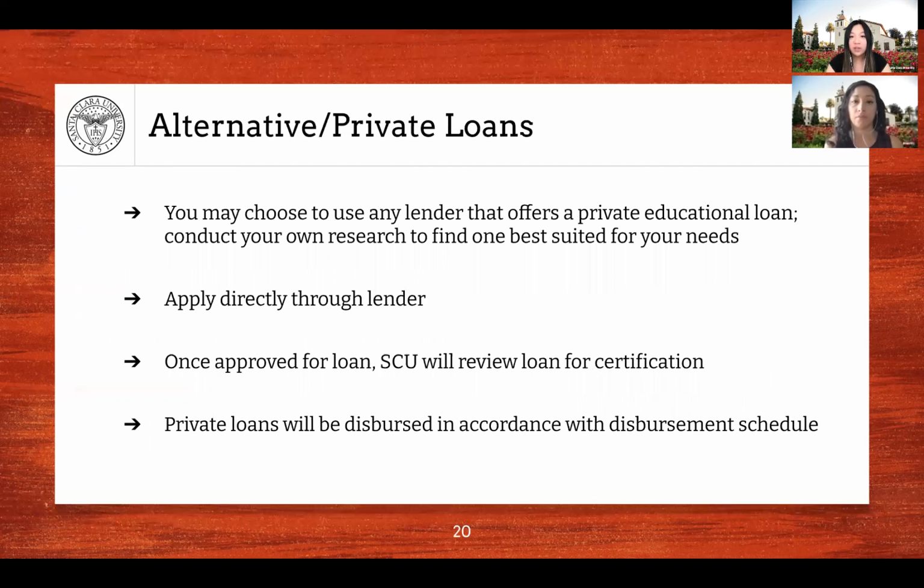And then we also have the option of private educational loans. So this would be through a bank or a credit union, and you would apply for these loans directly through the lender. And then once you're approved, we will review your application for certification, and then we will add the private alternative loan to your student's financial aid package, and it'll be applied to their account along with all of their other scholarships and aid.